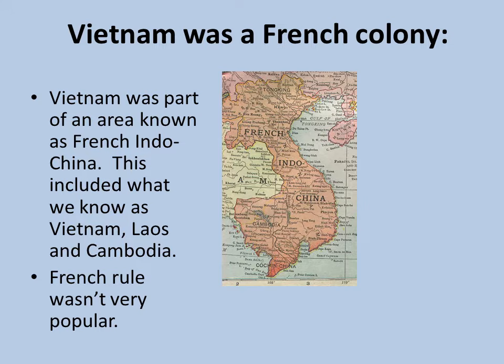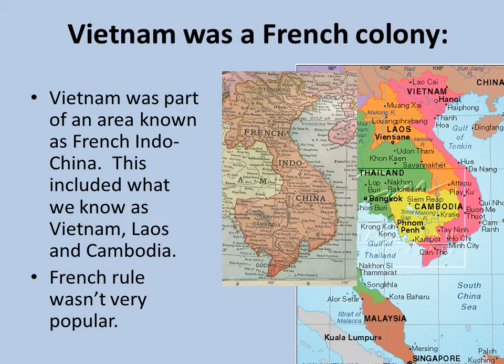It was part of an area known as French Indochina, and this included what we now know as Vietnam, Laos and Cambodia. From the map on the right, Vietnam is the pink area, Laos is the orange and Cambodia is the yellow. All of these make up the same space that can be seen occupied by French Indochina on the left-hand map. Unsurprisingly, French rule wasn't very popular, but what could the Vietnamese people do? They were oppressed.